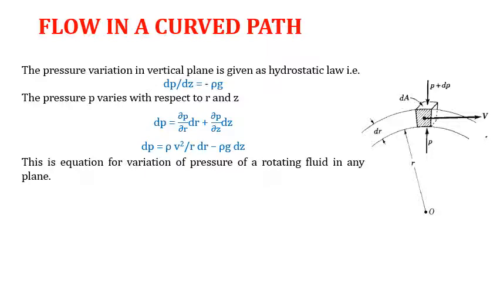Now substituting the expression which we have just formed for partial P over partial R, dP is equal to rho v square over R into dr, and partial P over partial Z is minus rho g, so minus rho g dZ. So this is the equation for variation of pressure of a rotating fluid in any plane.